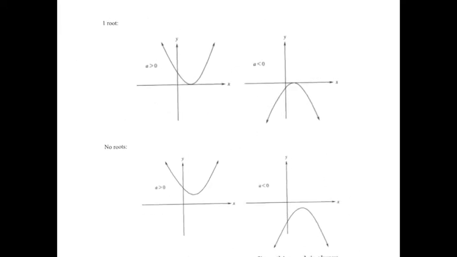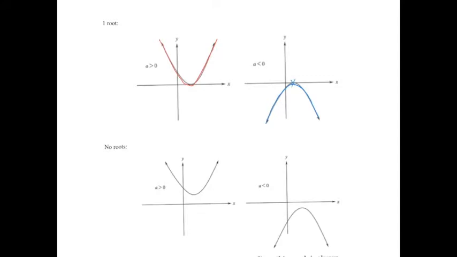Now, if there's only 1 root, that's when we just touch the curve, as I showed you. And so now look at this one here. This one just touches it. So except for the point where it touches the x-axis, the whole parabola is above the x-axis. And for the other one, the parabola is below the x-axis except when it touches the x-axis here.